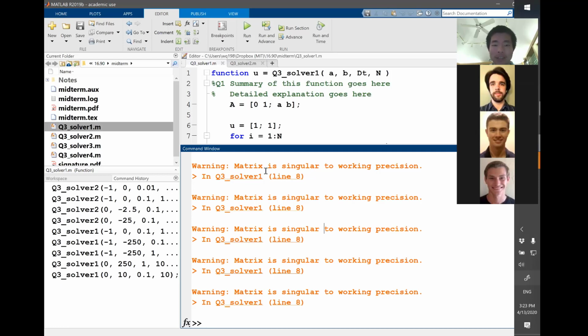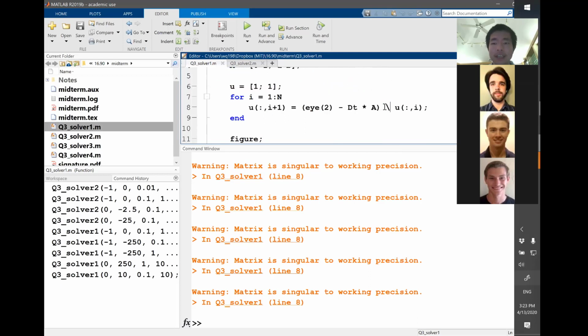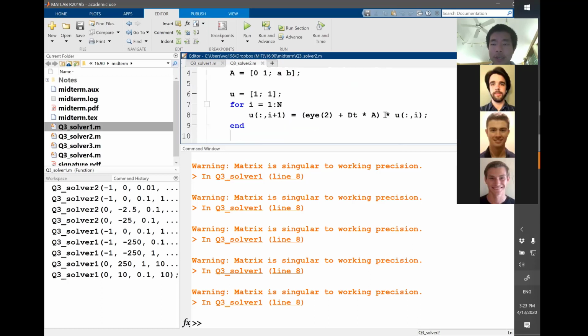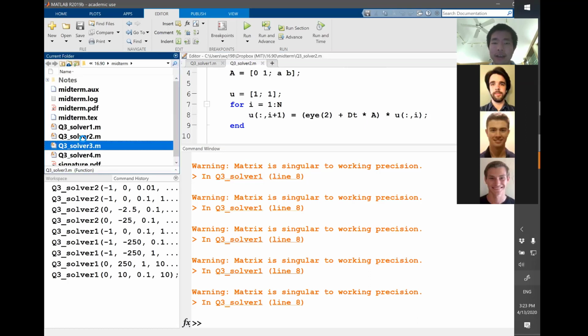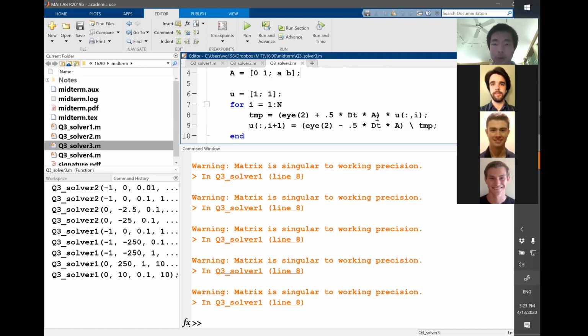One thing you could learn from that is that solver 1 is an implicit scheme. If you look at what line 8 does, it's inverting a matrix. See the backslash over here. When you have to invert a matrix, it is going to be an implicit scheme. If you look at forward Euler, for example, I never have to invert a matrix. The matrix is multiplied on the previous solution, but I never have to invert it. Solver 3 is the trapezoidal rule, another implicit scheme. Again, I have to invert a matrix.